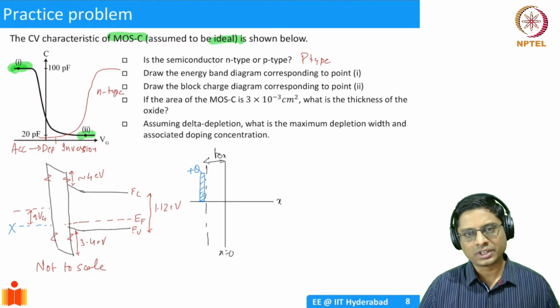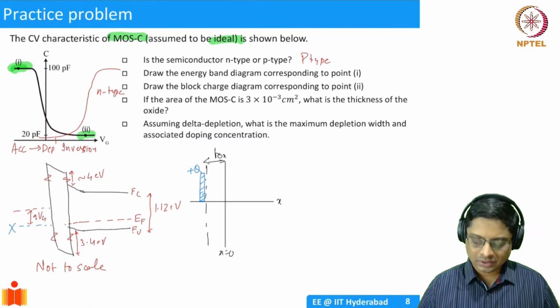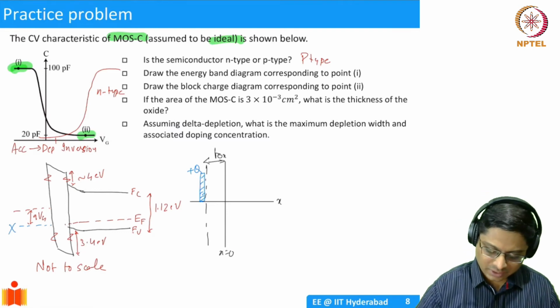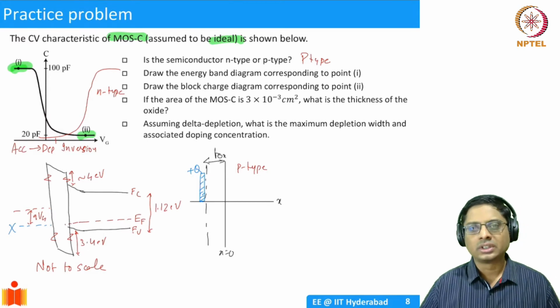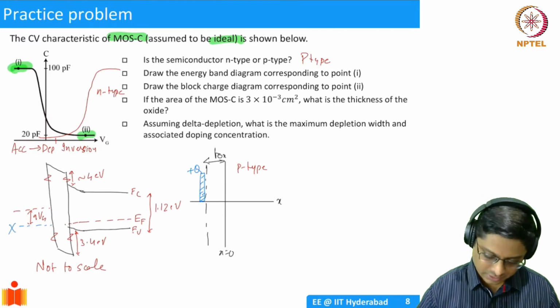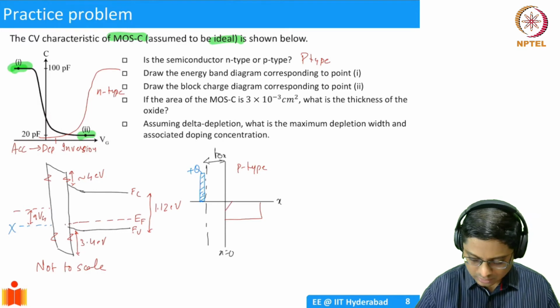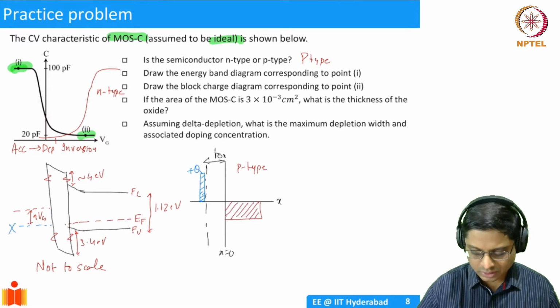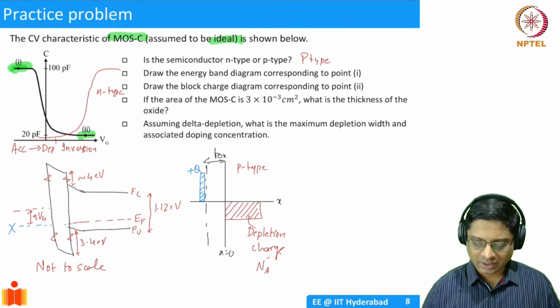What is this gate voltage doing? Positive gate voltage is pushing the holes away from the interface. So on the semiconductor side, this was a P-type semiconductor, right? And we push away the holes. What remains is an exposed acceptor ion, right? So that's why I should get this is my depletion charge. So yeah, depletion charge. How is this formed? This is basically an A minus. So you're pushing away something, okay?